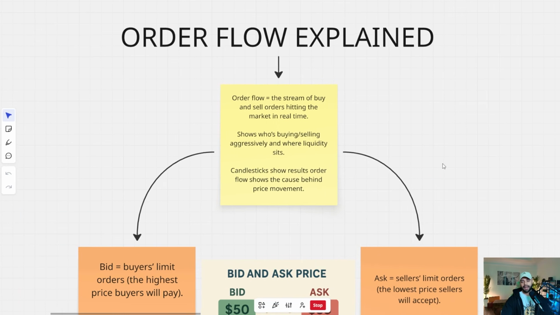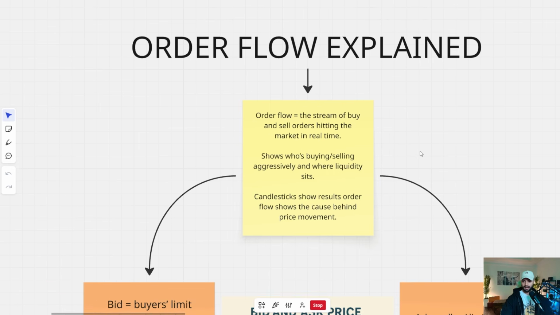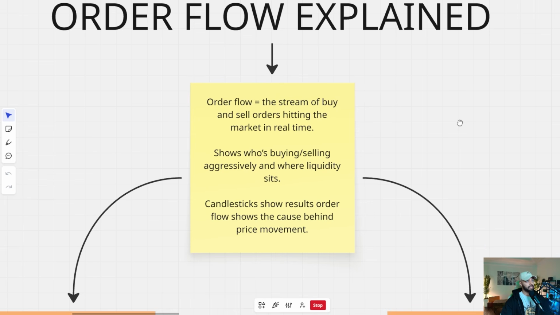But before we get into actual order flow, how to read it, how to use it, how to trade it, we have to understand what it is. What are we looking at? What is order flow? When I say the words order flow, what am I talking about exactly? So order flow is the stream of buy and sell orders hitting the market in real time. So these are the offers. These are the actual volume of orders coming into the market.